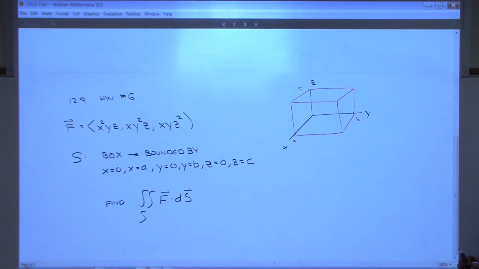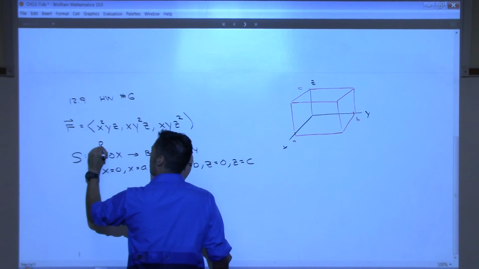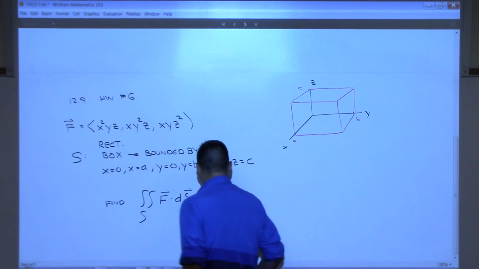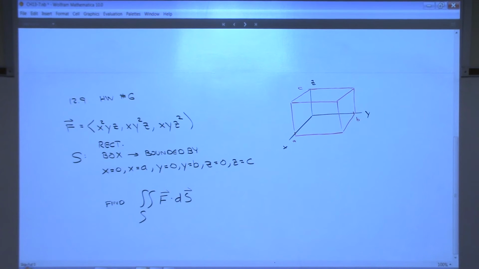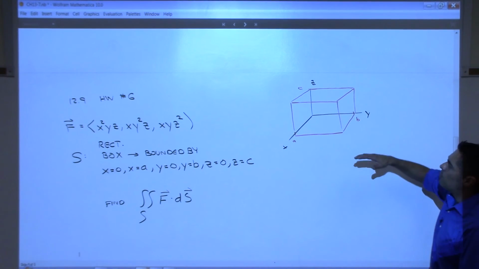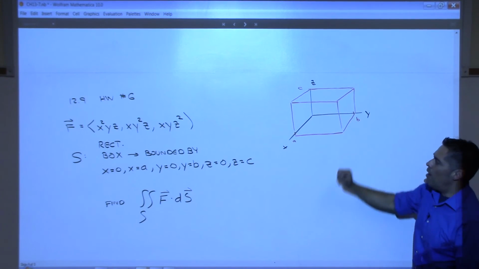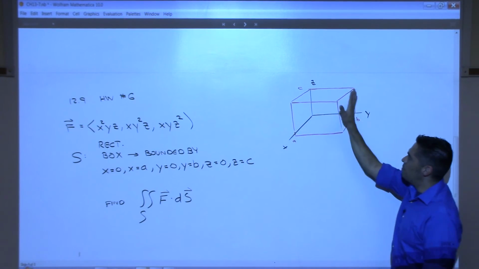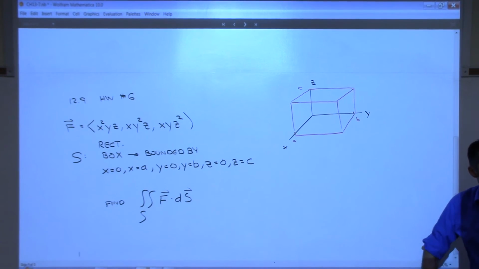Do y'all agree with that? Sorry, I should say rectangular box, right? It's not a cube. Does that make sense to you? X equals 0 is the back side of this. X equals A is the front side. Y equals 0 is the left side. Y equals B is the right side. Z equals 0 is the bottom. Z equals C is the top. All right, that's our surface, and we want to find the flux.